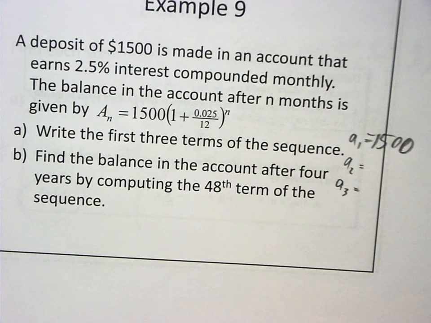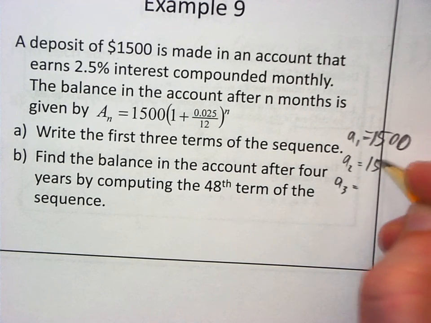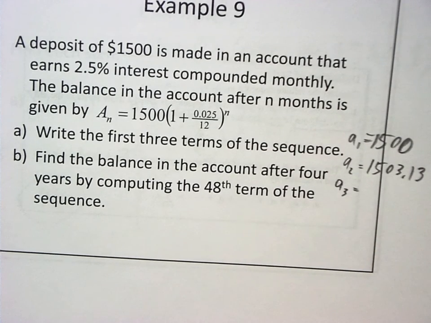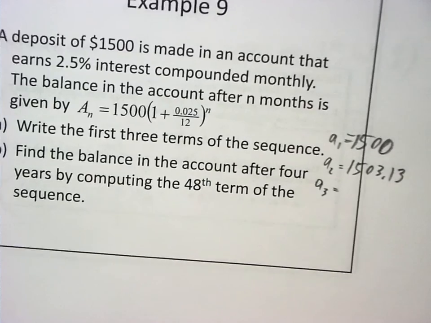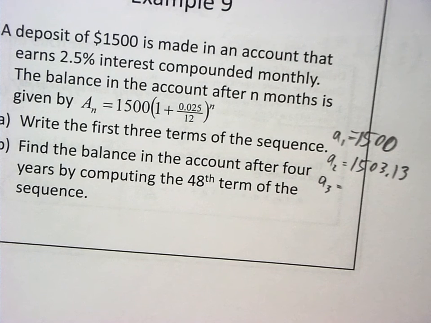What do you get for a sub 2? 1,503.125. So since we're talking dollars and cents, I'd probably just put 0.13. What's a sub 3? Yeah, a sub 1 is actually what you have for a sub 2, and a sub 2 is 1506. Because when you make that 1, it doesn't cancel that out. Or is it backwards? Yeah, because it says after n months, because a sub 0 would then be the initial balance.